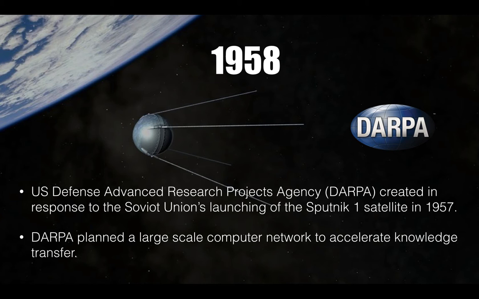One of the first things that they decided to research and build at DARPA was a large-scale computer network, with the idea of using it to accelerate knowledge transfer. Basically, they had all these scientists and smart people all over the country and in allied countries, and they wanted them to be able to collaborate and send information faster than by sending it in the mail. That was the first idea of having some sort of information network.